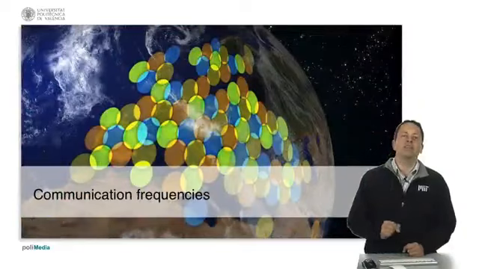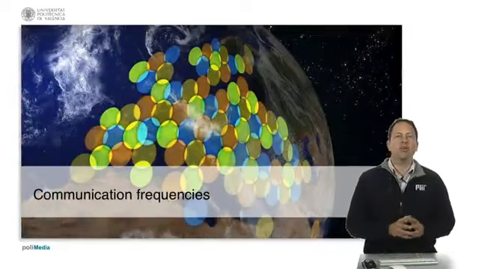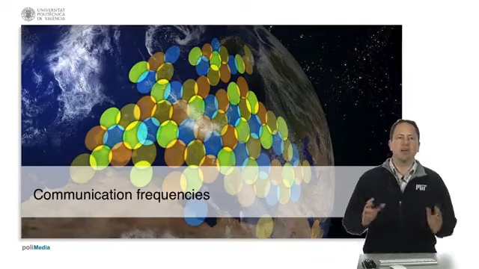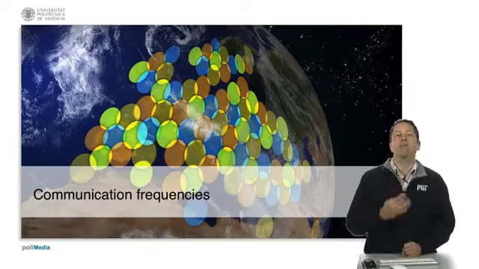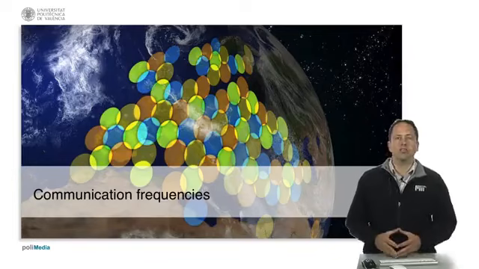Now we're going to see which communication frequencies are used. For satellite communications, microwave frequencies are used because the propagation characteristics of these bands are suitable for this kind of transmission. There are 4 radio frequency bands used for satellite communications, both civil and military.